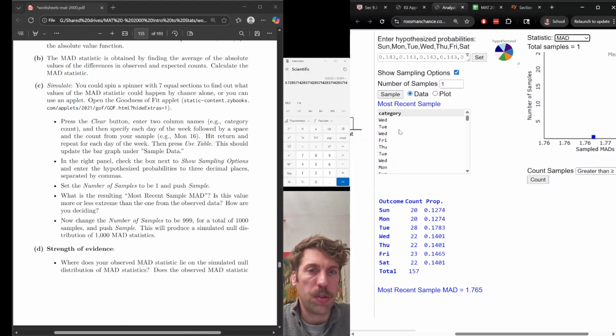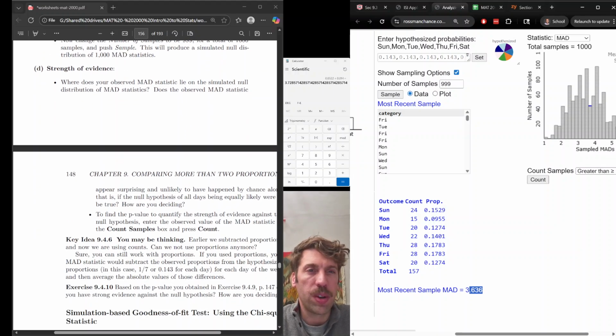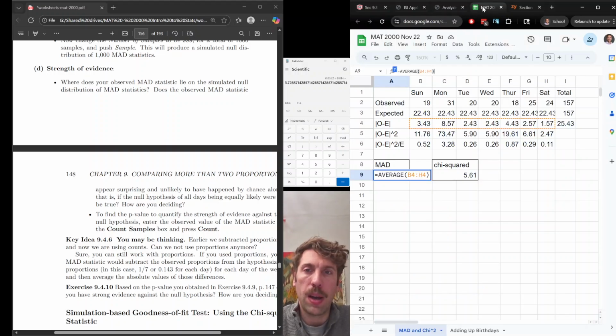Now change the number of samples to be 999. And this will produce a simulated null distribution of 1,000 MAD samples. So the thing you should present for part C is that number that was right here earlier when you did just 1 sample. Okay, strength of evidence. Where does your observed MAD statistic lie in the simulated null distribution? So my MAD is 3.63.